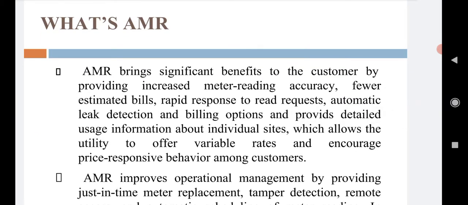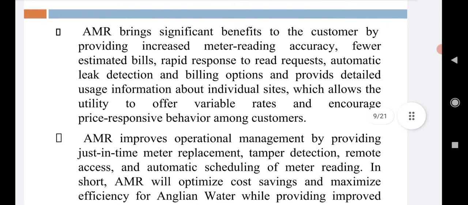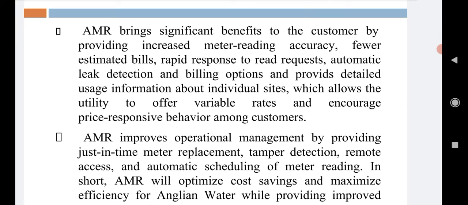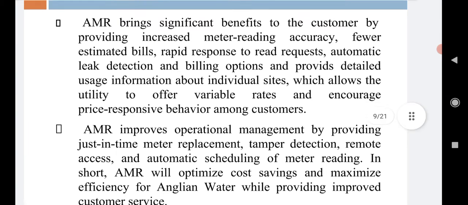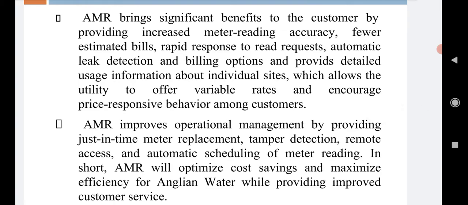Next is what is AMR. AMR brings significant benefits to the customer by providing increased meter reading accuracy, fair estimated bills, rapid responses to read requests, automatic leak detection and billing options, and provides detailed usage information about individual sites, which allows the utility to offer variable rates and encourage price responsive behavior among customers.